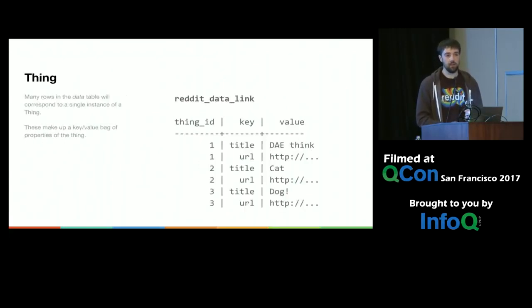The data table, however, has many rows per thing object, and they each have a key and a value, and this makes up kind of a bag of properties for that thing. This has been pretty neat for Reddit in terms of the ability to make changes, make new additions to the site without having to go and alter a table in production. It's very, very cool in that way. It's also been a lot of performance issues, so it's interesting.